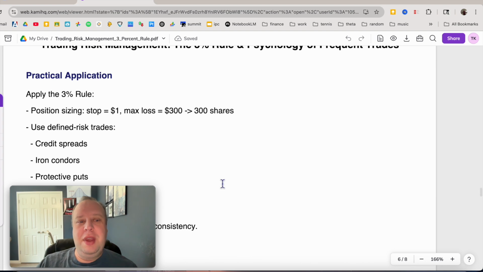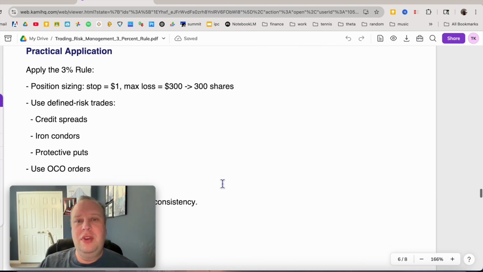Here's a practical application, the 3% rule. Let's say you're dealing with stock. You have a stop at $1, max loss $300. That would be 300 shares. I would recommend using risk-defined trades. If you have undefined risk trades, like say a naked put, then it could technically be higher than what your percentages are. If you're doing a credit spread, you know what your max loss is.